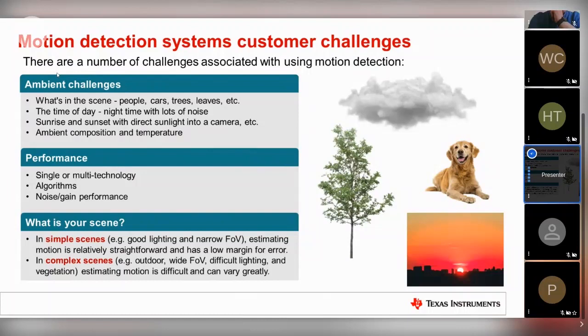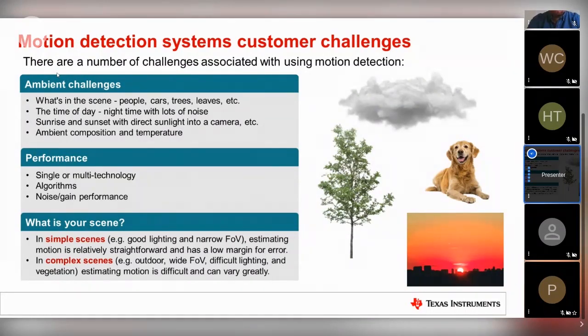So the first and most important thing is what is your scene? What you are trying to measure or detect. Do you have a good lighting? Do you have a narrow field of view? For example, I have here in my garage a motion sensor, and that one is straightforward. When I enter the garage, it triggers the light. When I exit the garage, it turns off, and no problems there.